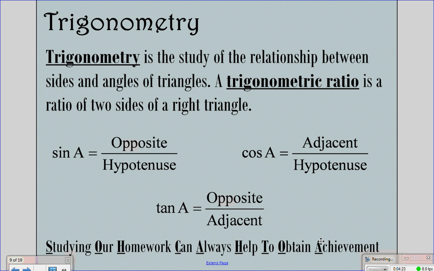Another mnemonic that you may remember from last year that the book last year gave was Oscar.